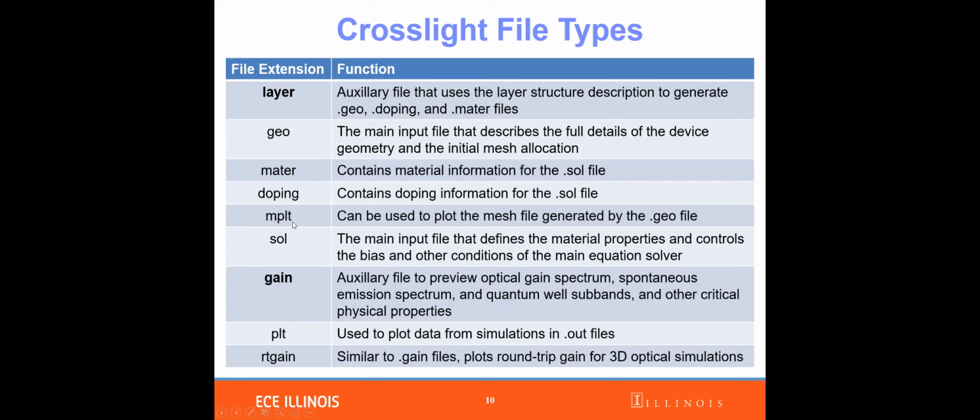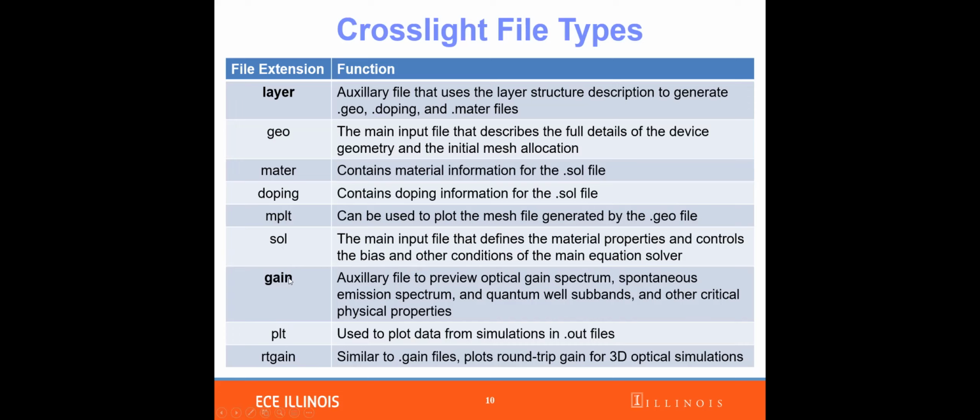Plot file, actually we don't really need to use this one, but it can be used to plot the mesh file generated by the .geo file. And the solution file, this is the main input that we will work with in the second lecture. This is the main input file that defines the material properties and controls the bias and other conditions of the main equation solver. So we can apply different models, different sets of equations that we want to solve in this file.